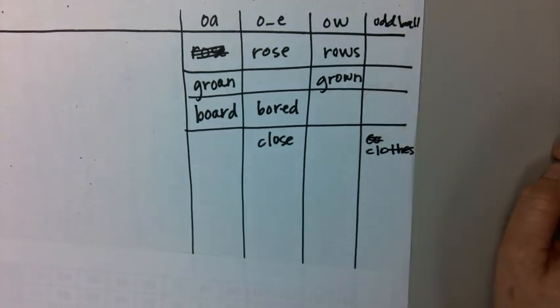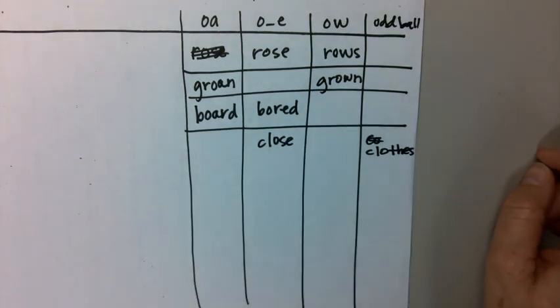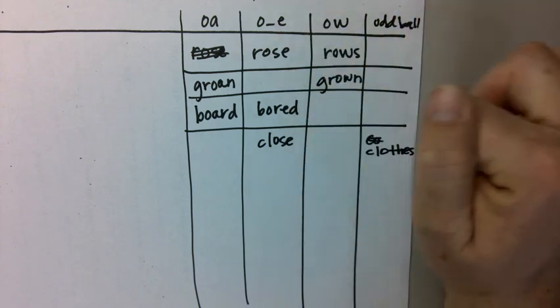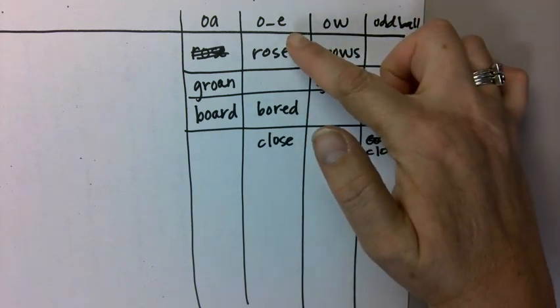And that's it for our word sort for today. So as you write these, you can write them as homophones, like I did, or you can just write them into the headers too.